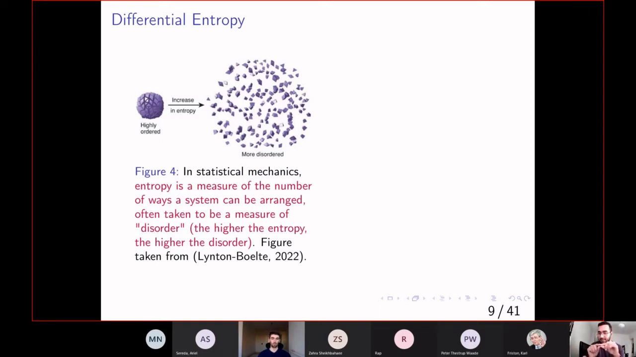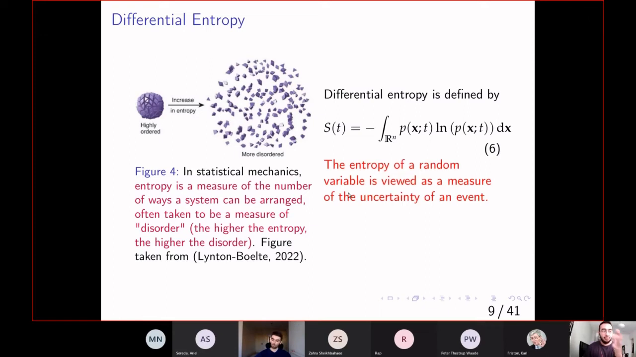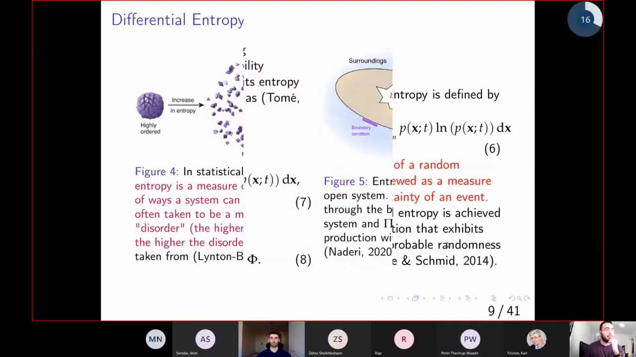But when you have these stochastic differential equations that describe the motion of a random variable, you have to use something called differential entropy. And differential entropy in this case is the entropy of a random variable. And this is viewed as a measure of the uncertainty of an event. And the maximum entropy is achieved by a distribution that exhibits the highest probable randomness. So as you can see, this definition allows me to understand how the uncertainty of the events appears, and it can be applied, as we can see, to these descriptions given by the Fokker-Planck equation or by the Langevin equations.